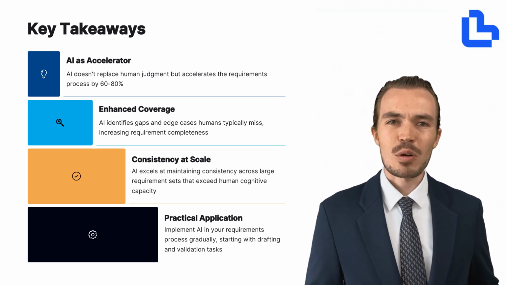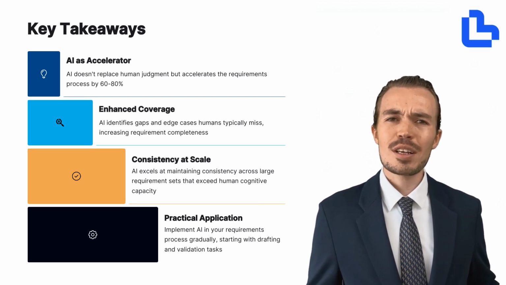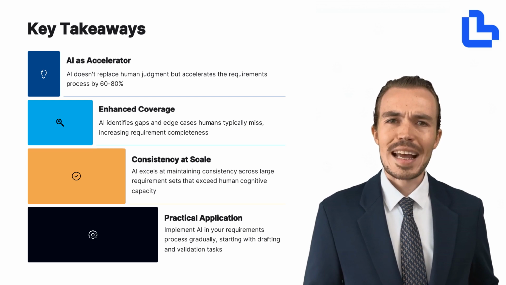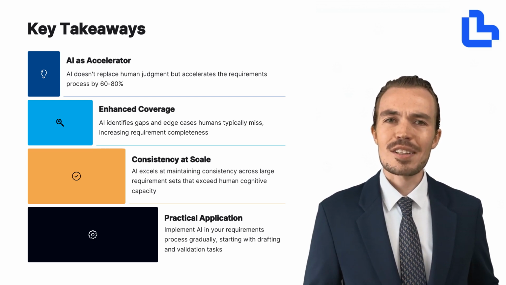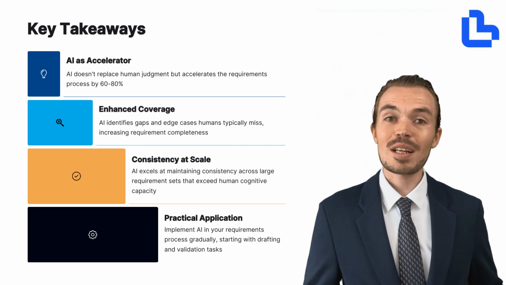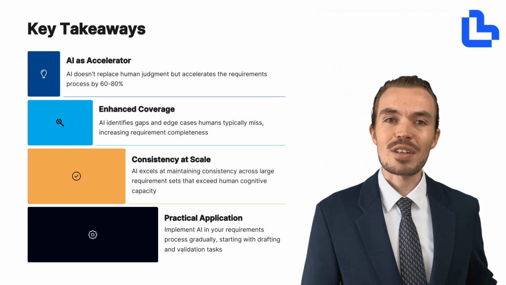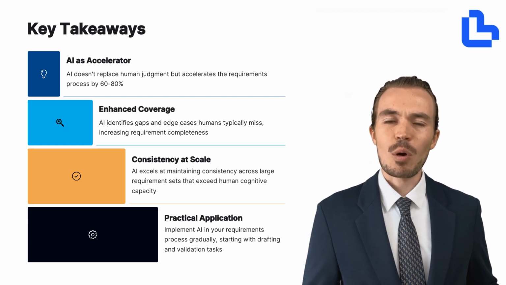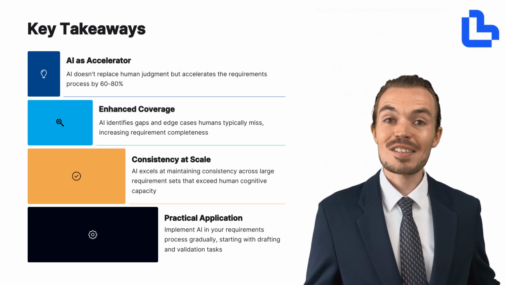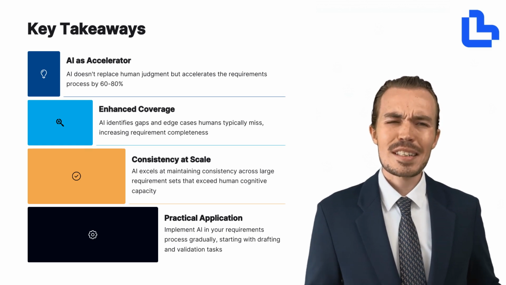Finally, the most important takeaway is practical application. Start small. Use AI for drafting and validation tasks, then expand its role as your team becomes more comfortable and confident. The goal isn't to automate everything, it's to create a smarter, more efficient process that combines the best of human expertise and machine intelligence.